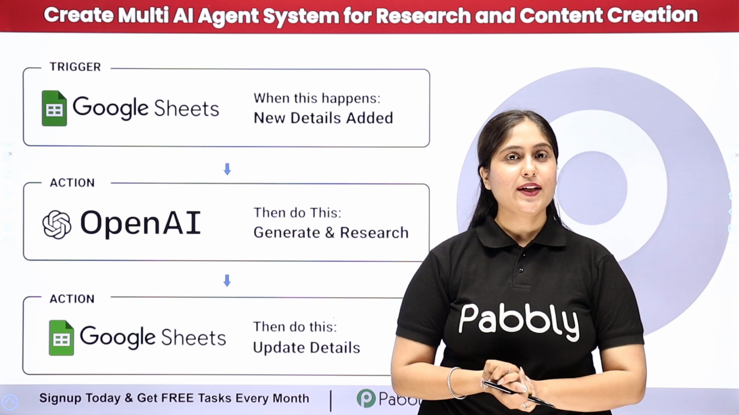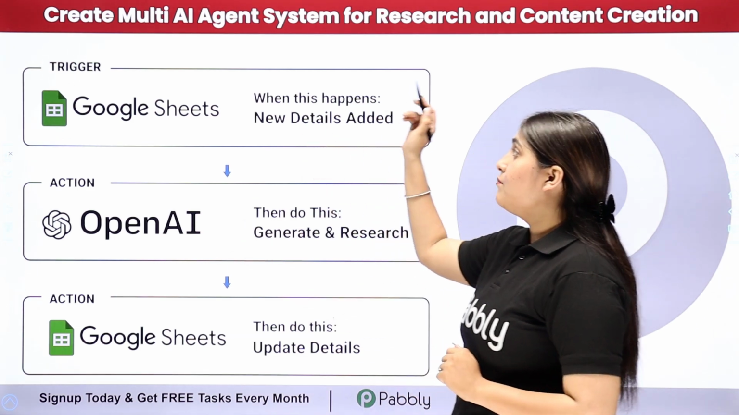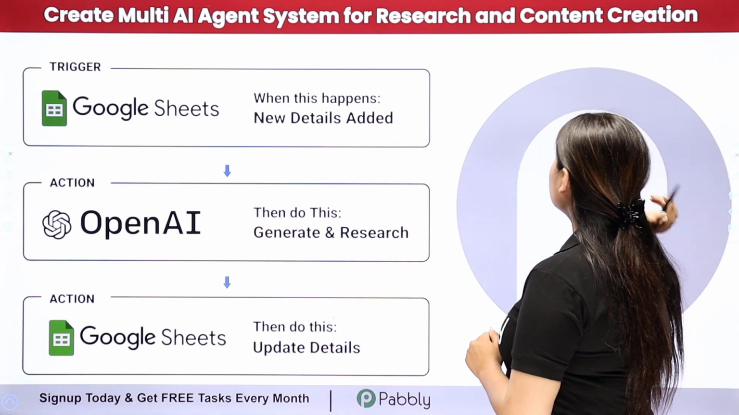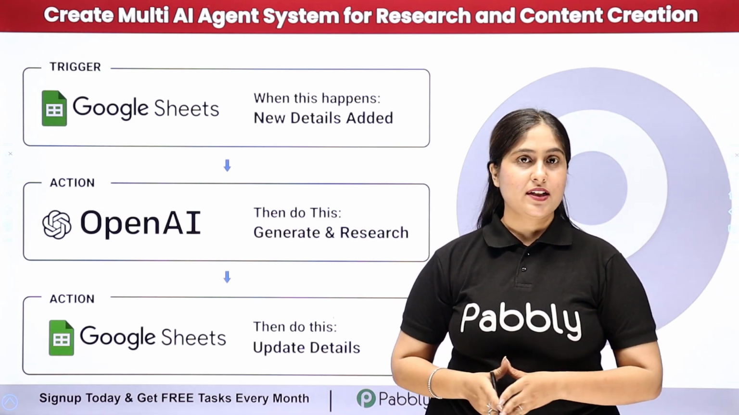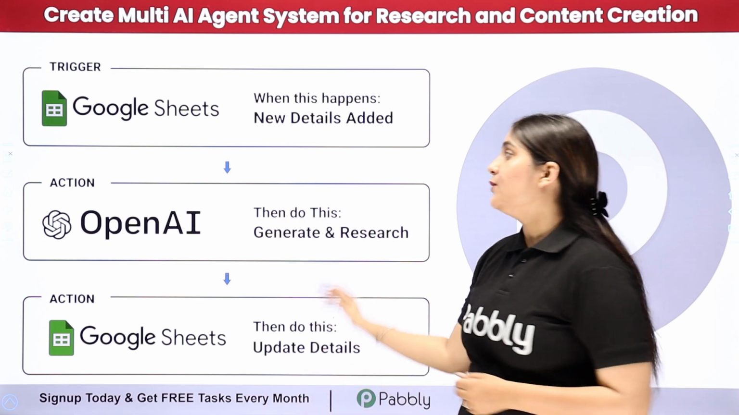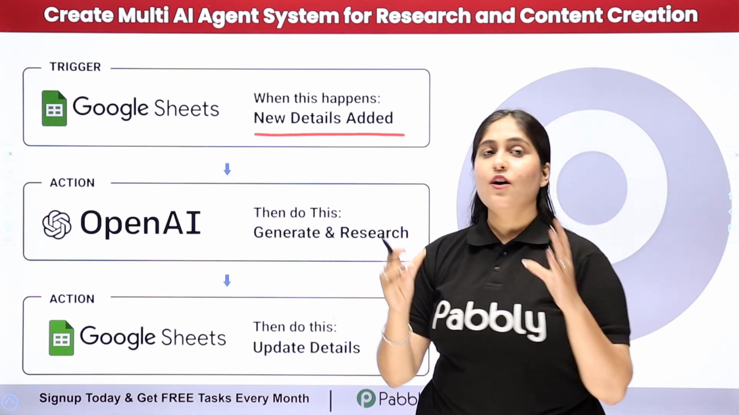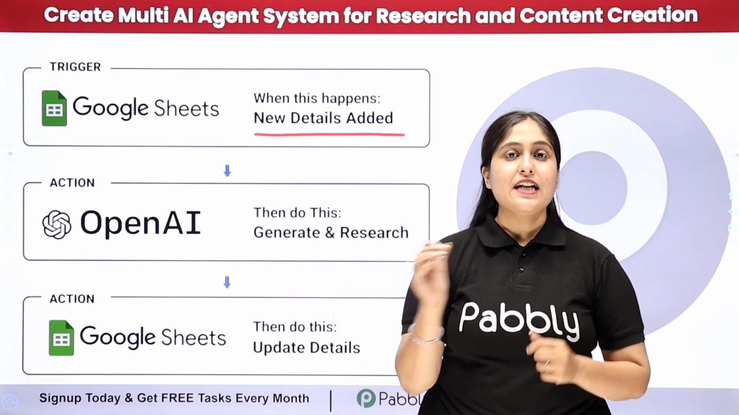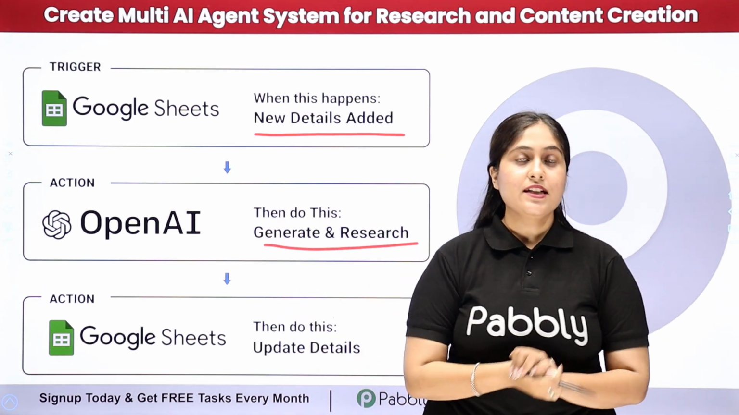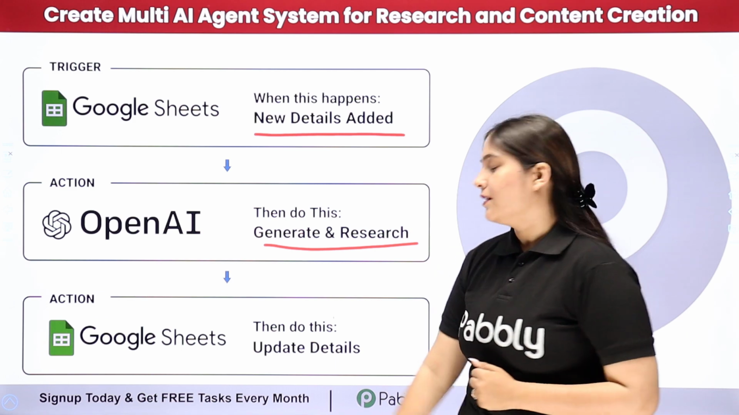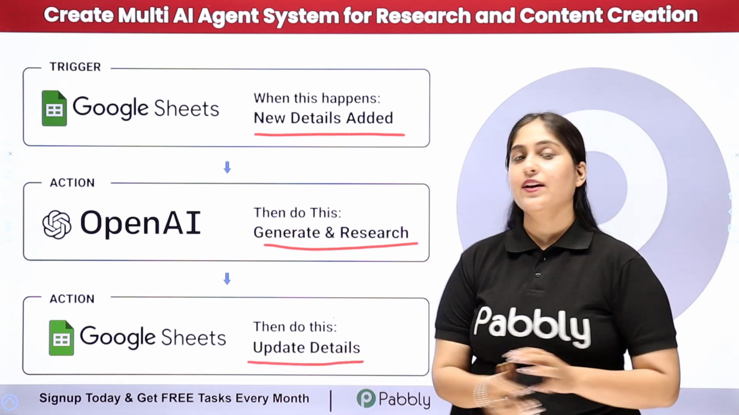In this video, we are going to understand how to create a multi-AI agent system for research and content creation. As a content creator, my objective is that whenever I add a new detail in my Google Sheets, OpenAI should automatically generate and research the content. After generating and researching the content, that should automatically be updated in my Google Sheets under those specific columns.